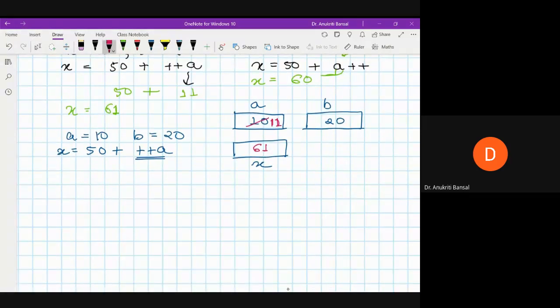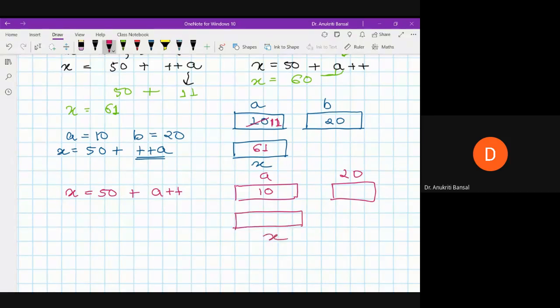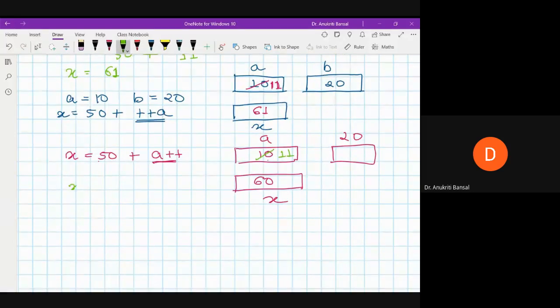In the second scenario, x equals 50 plus a plus plus. So earlier the initial value of a was 10, b was 20, and x this. So in this case, first the value of a will be used in the expression and then it will be incremented. So 50 plus 10 is 60, and then we will increment the value of a by 1, that is 11. So at the end, if we print the value of x, it will be 60 and the value of a will be 11. Is this thing clear to everyone?